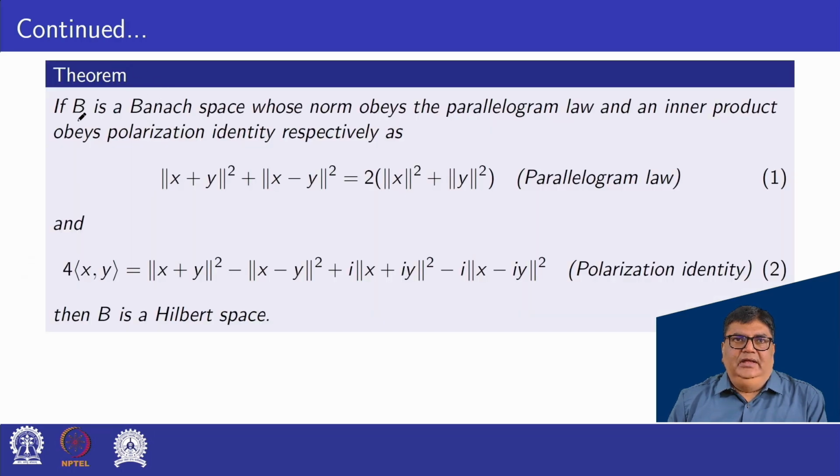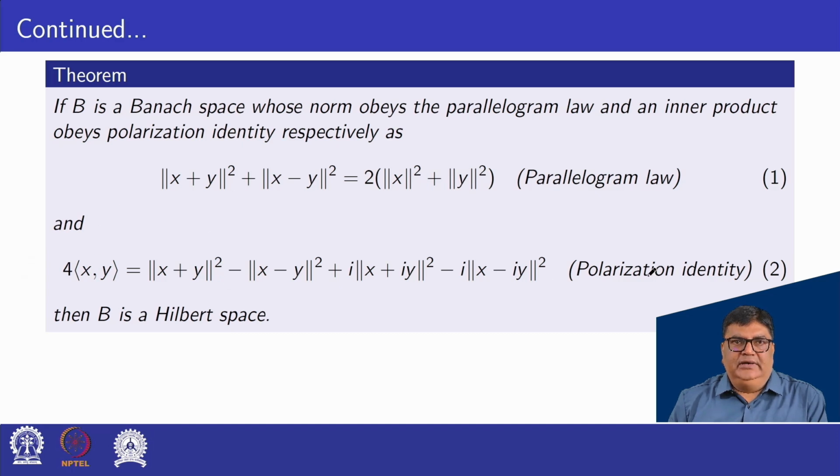Theorem: if B is a Banach space whose norm obeys the parallelogram law and an inner product obeys the polarization identity, respectively as equation 1 and 2, then B is a Hilbert space. Equation 1 is known as the parallelogram law: square of the norm of x plus y plus square of the norm of x minus y equals 2 into square of the norm x plus square of the norm y.